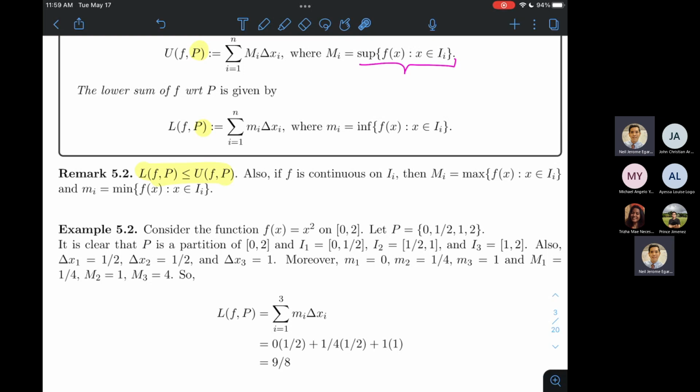So the supremum need not be a function value itself. All right? Pero kapag continuous yung isang function sa isang closed interval, which is compact, yung maximum siya na rin yung supremum. All right? So yun yung kanilang relationship with each other.